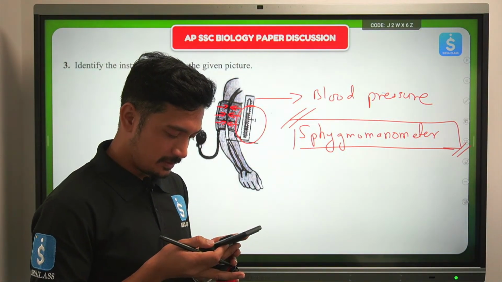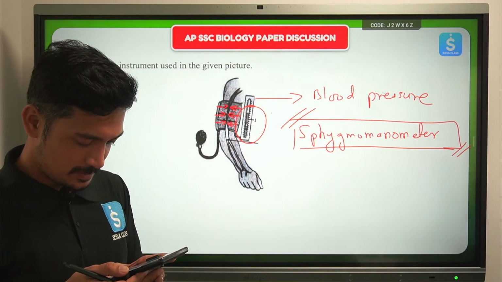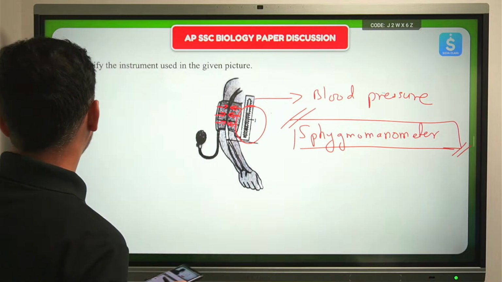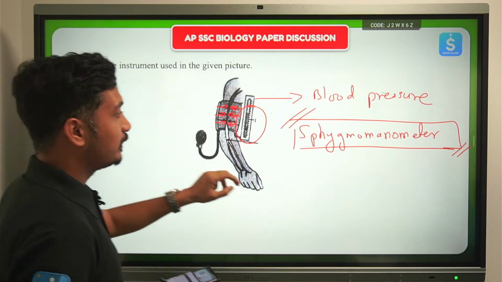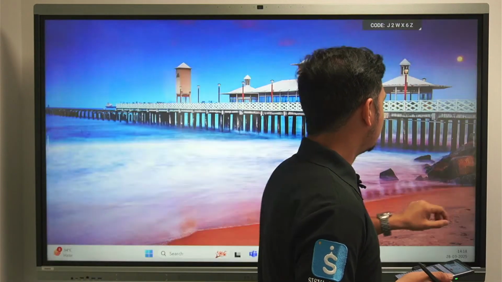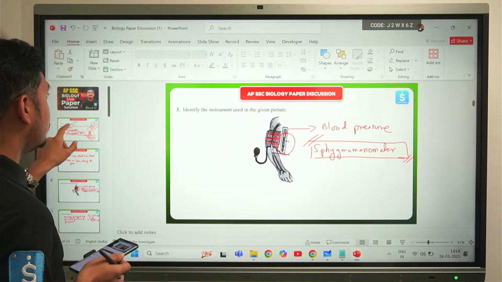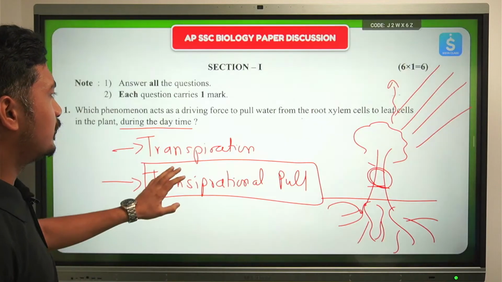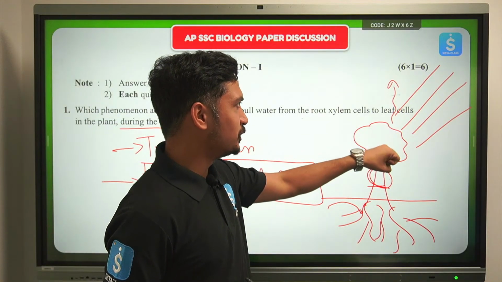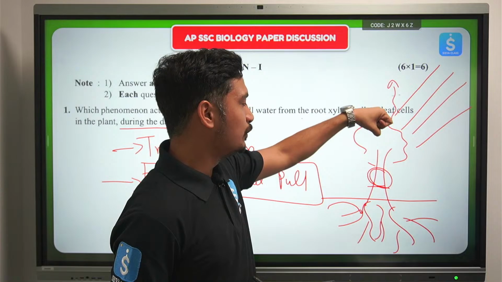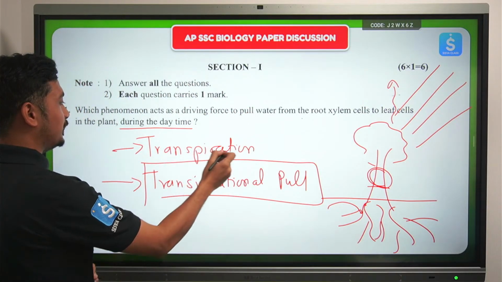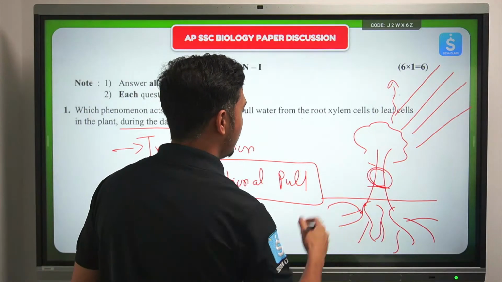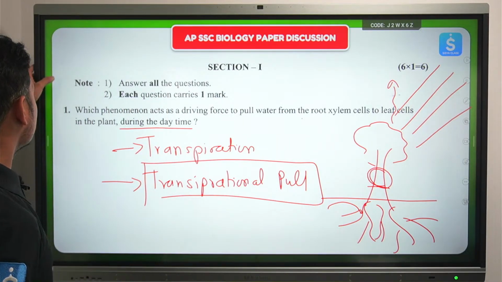Transpiration. Okay, so let me show you the transpiration slide as well. We have already discussed that in detail. That was the first question of our paper, right? So we saw that the process responsible for pulling the water from the root to the leaves is actually transpiration, and that force is called transpirational pull, which creates a partial vacuum inside it.